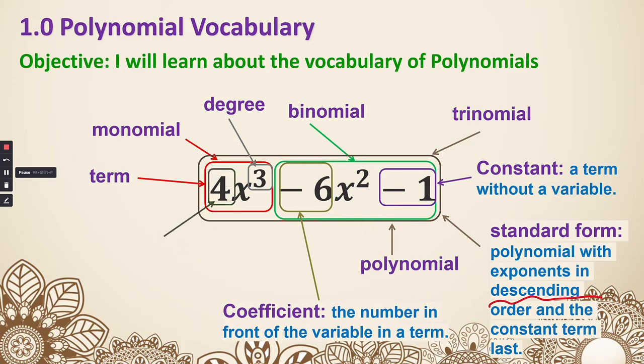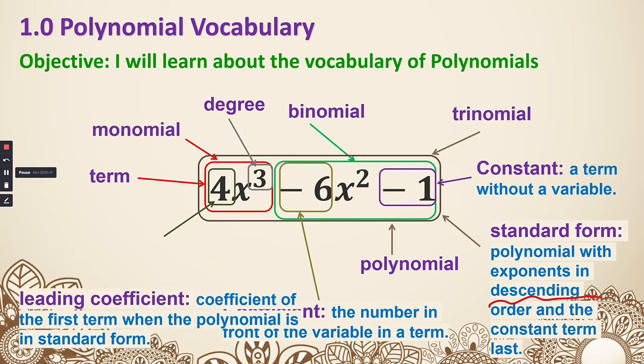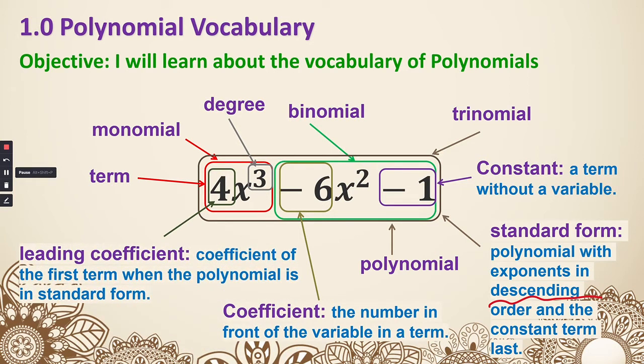Next, we have a 4 in front of x cubed. You might be thinking, well, that's no different compared to the -6 because it's in front of the variable. Well, it is. So it is a coefficient, but more importantly, it's a leading coefficient. It's the coefficient of the first term, but not just because it appears in the first place. It is the first term when it's put in standard form. Please make sure it's put in standard form before you find the leading coefficient.